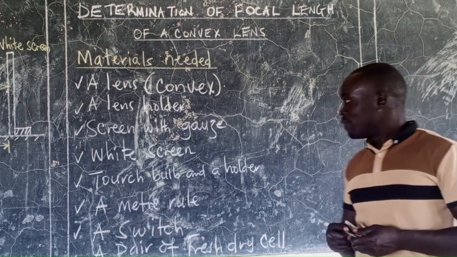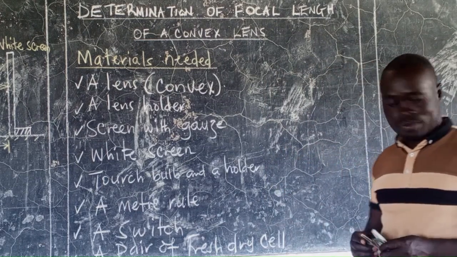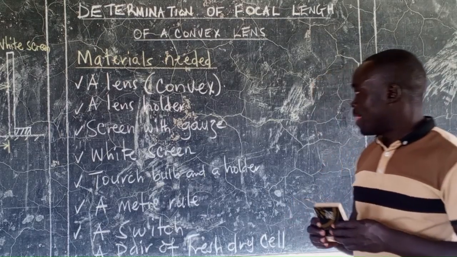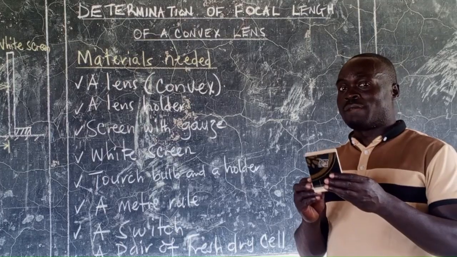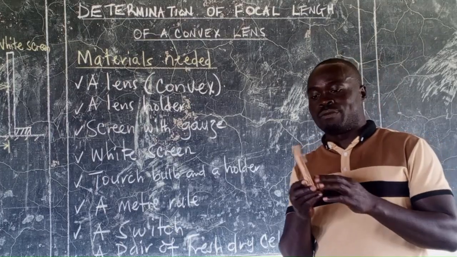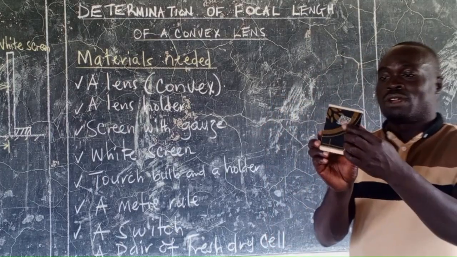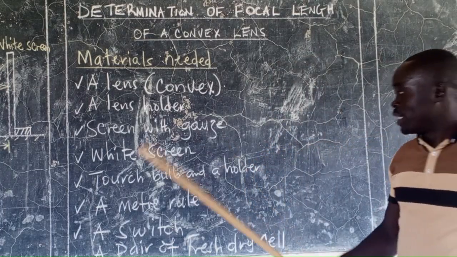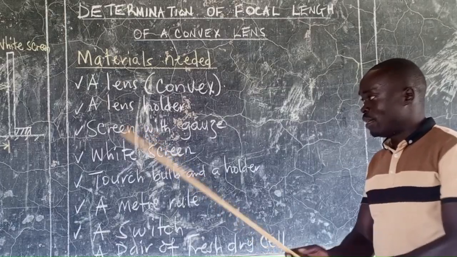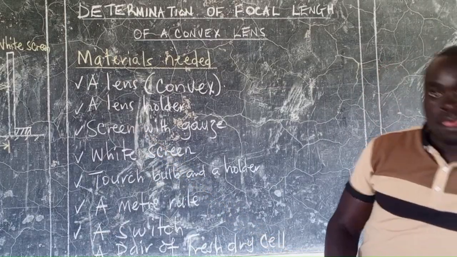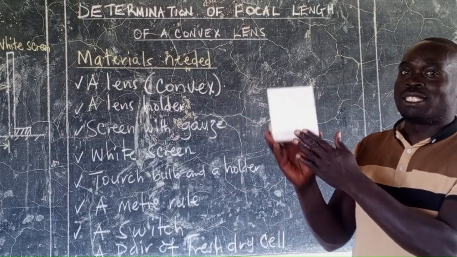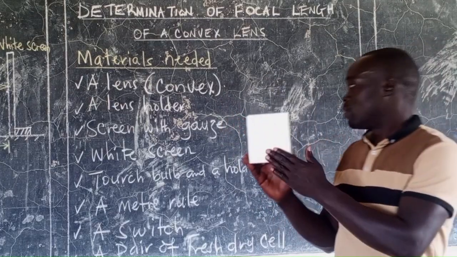Then also we need to have a spring with a gauge, and the gauge will act as our object that we shall be able to get its image. And this is the spring. You can see this is the gauge that we have. Then also we need to have the white screen, where our image shall be located.